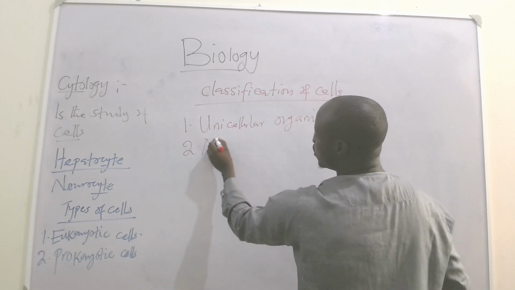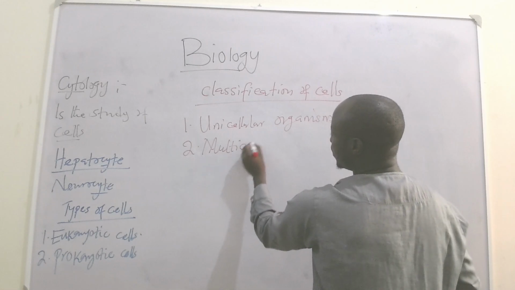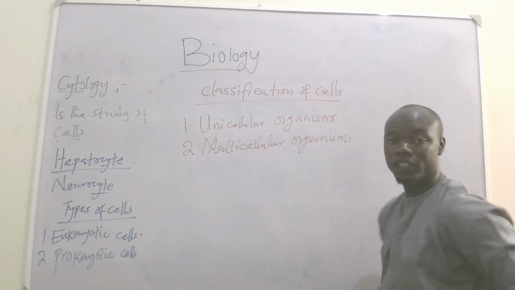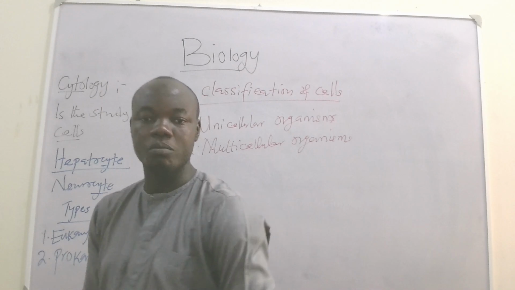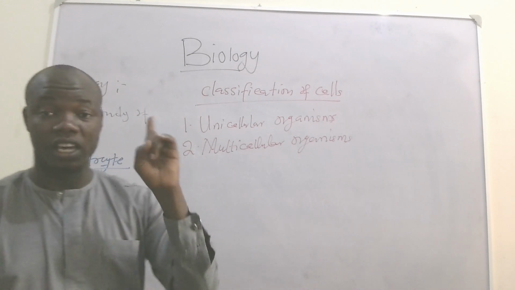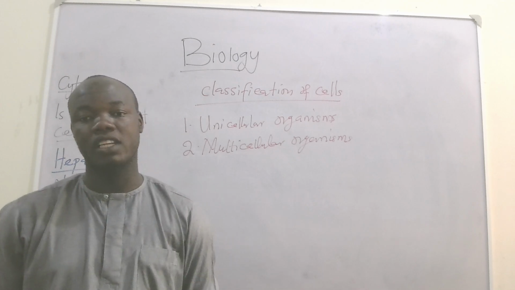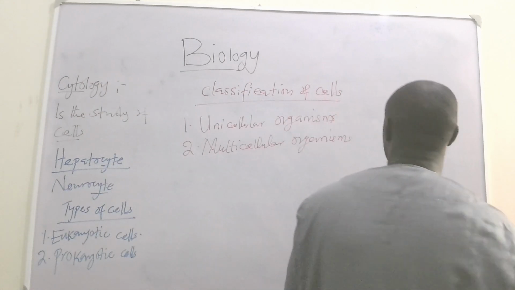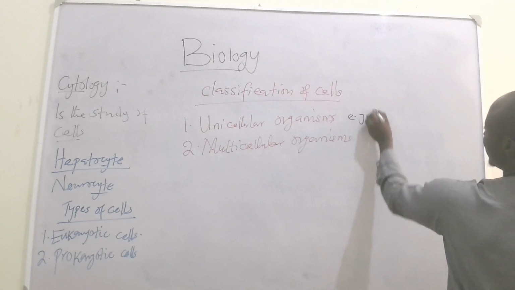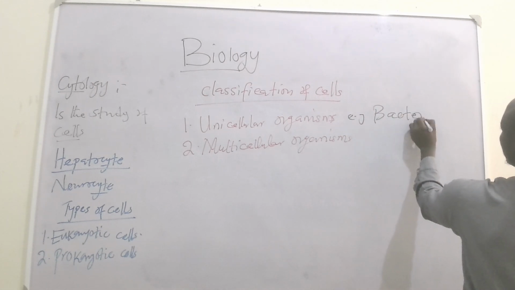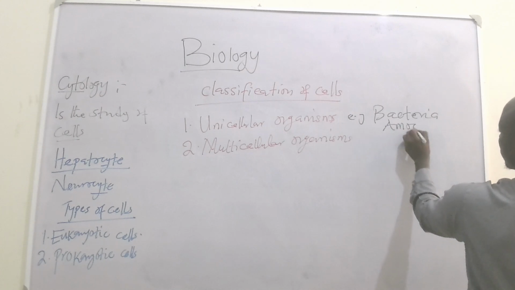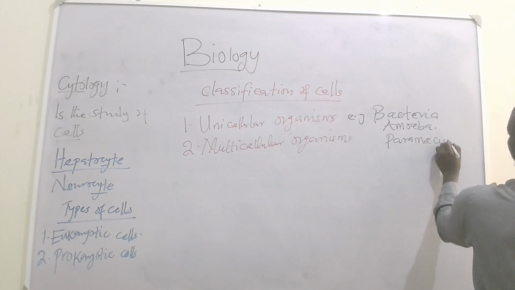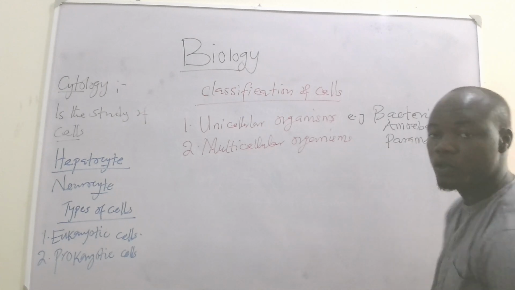Number two, we have multicellular organisms. So what are unicellular organisms? From the word, uni means one. So unicellular organisms have only one cell, while multicellular organisms have so many cells. Examples of unicellular organisms are bacteria, amoeba, paramecium.